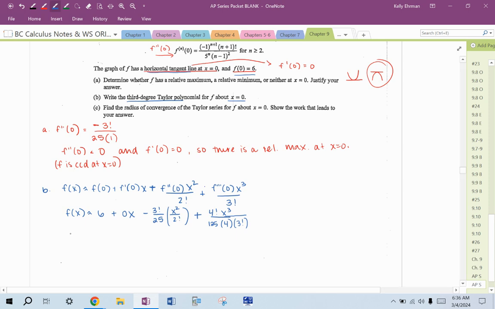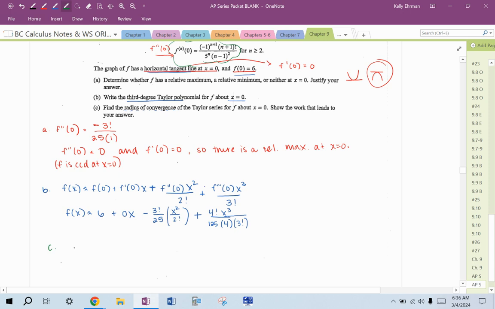Probably. Do I want to? What do we have to do? Let's see what we have to do in the next one. Yeah, find the radius of convergence of the Taylor series. So do I need to simplify this? No, probably not, because the radius of convergence is taking the nth term, which we're about to build with all of this, and using the ratio test.